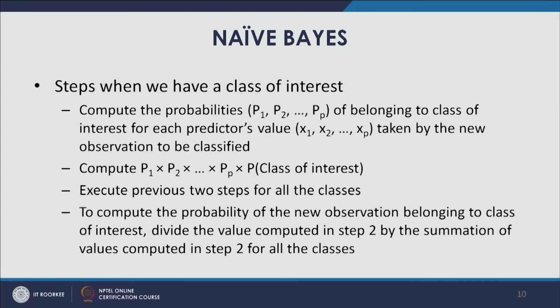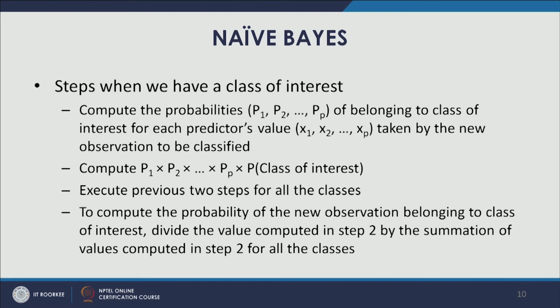Once these probabilities are computed, we move to the next step where we multiply all these probabilities, P1 to Pp, with respect to each of the predictor values for the new observation, and then multiply by the proportion of the records belonging to the class of interest. That is nothing but the probability of a record belonging to the class of interest. Once this is done, we will have this particular value for the class of interest. Now we will have to execute these two steps for all the classes, right.